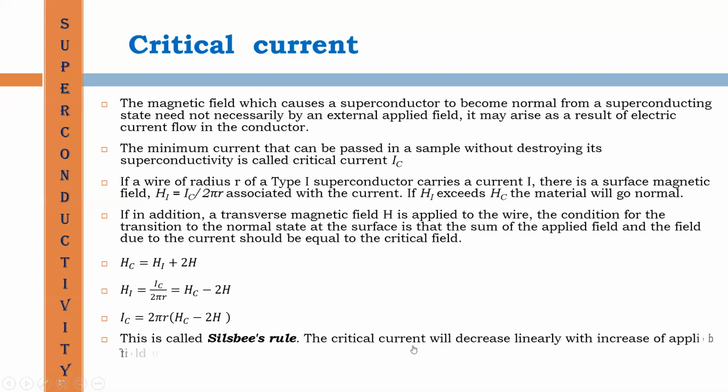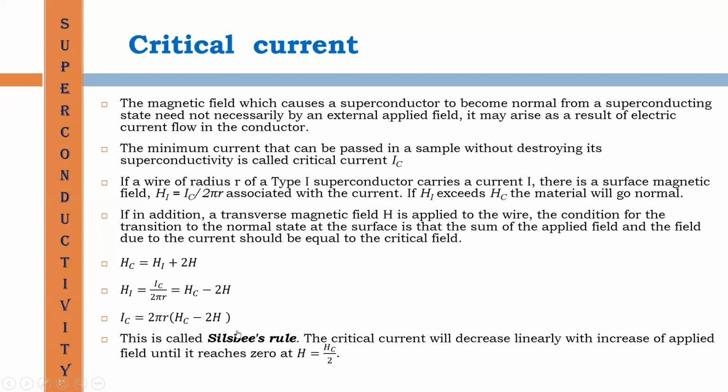That is, the critical current will decrease linearly with increase of applied field until it reaches 0 at H equal to HC by 2. When IC will be 0, this term becomes 0, or HC is equal to 2H, so H must be equal to HC by 2. This is known as Silsbee's rule. I have pointed out that this is also asked in the previous question paper.